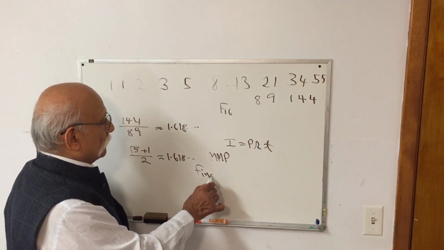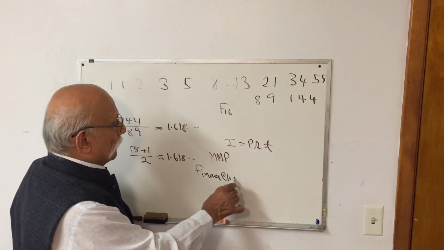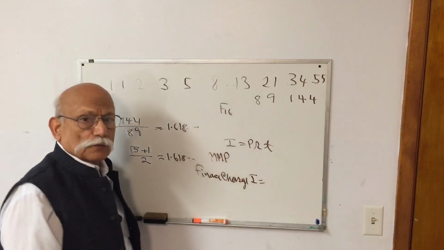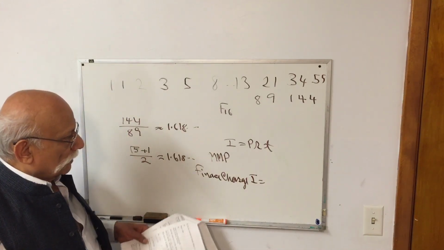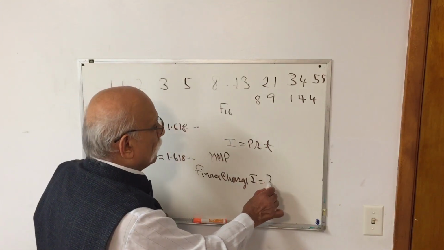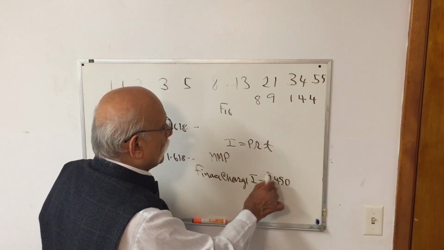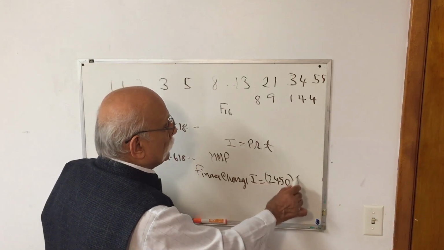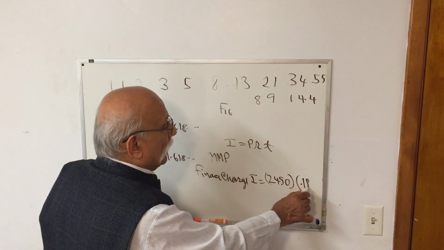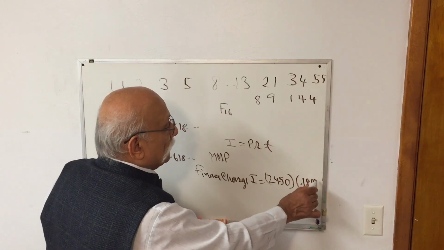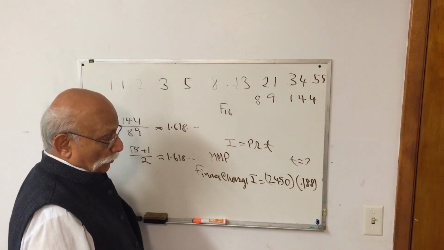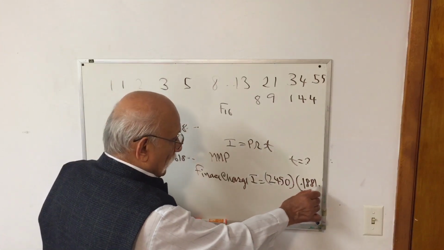Finance charge is the interest that the bank charges you. So the bank will charge you 1 month interest. So P will be 2,450. Multiply that by R, which is 18.8%, which is 0.188, I think, times T. Now what is T? T is 1 month, which is 1/12 of a year.